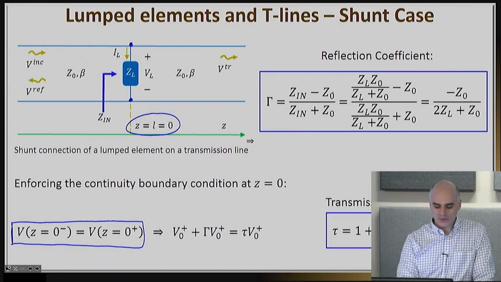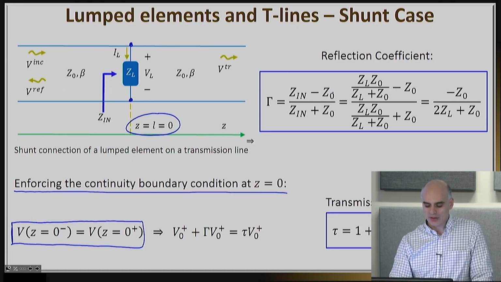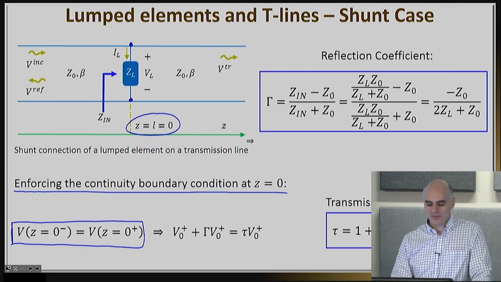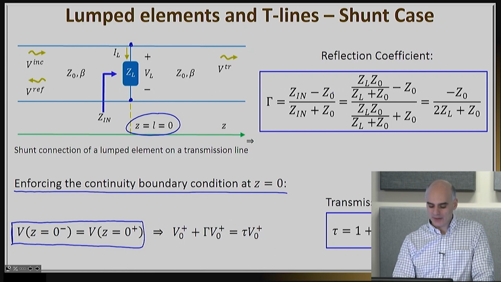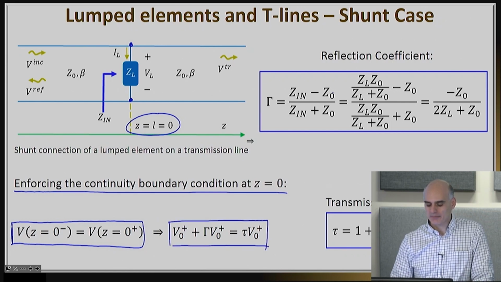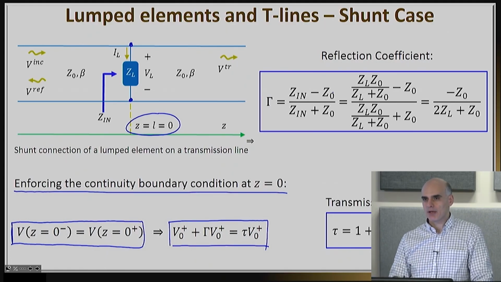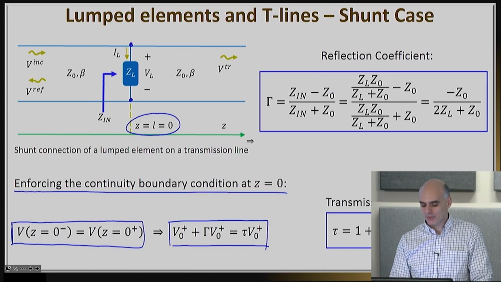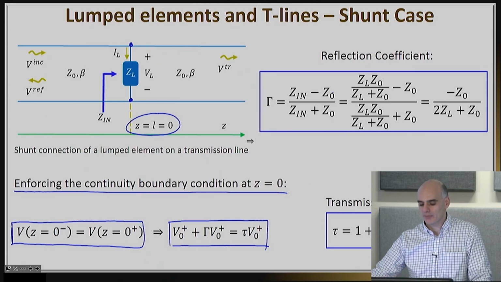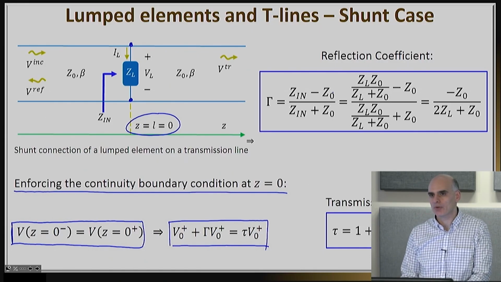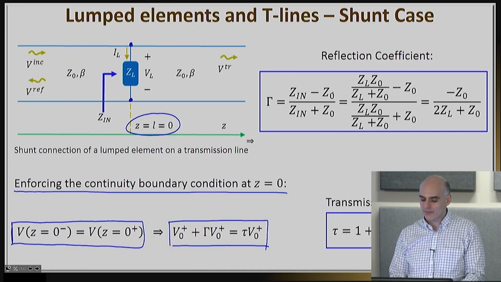And so when I enforce this continuity boundary condition at z equal to 0, I can express the waves as I just showed you before. And then once I do that, I will get that V0 plus gamma V0 plus, incident and reflected wave at z equal to 0, must be equal to the transmitted wave at z equal to 0, which is tau times V0 plus. So that is a single equation that will allow me to calculate now the reflection coefficient, as you will see here.